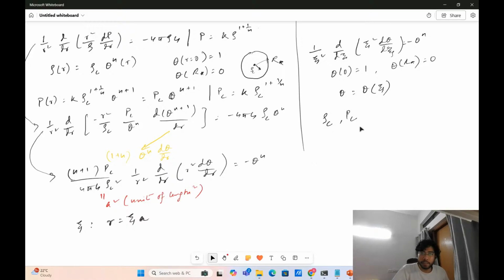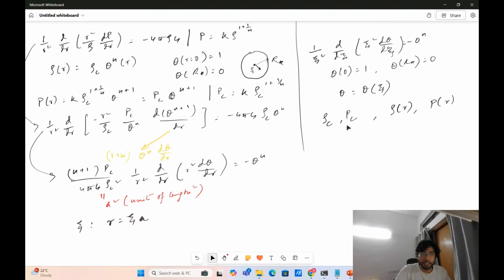After choosing these values of rho c and pc, by solving this equation you can know the profile of theta, and then from there you can know the profile of rho. Similarly, you can know the profile of p as a function of r, and how the pressure varies throughout the star. You will also know how the density varies throughout the star, and so on. Right? So by just solving this equation and by choosing different values of rho c and pc, you can know the different values of density and pressure along the star. Right? So also psi.